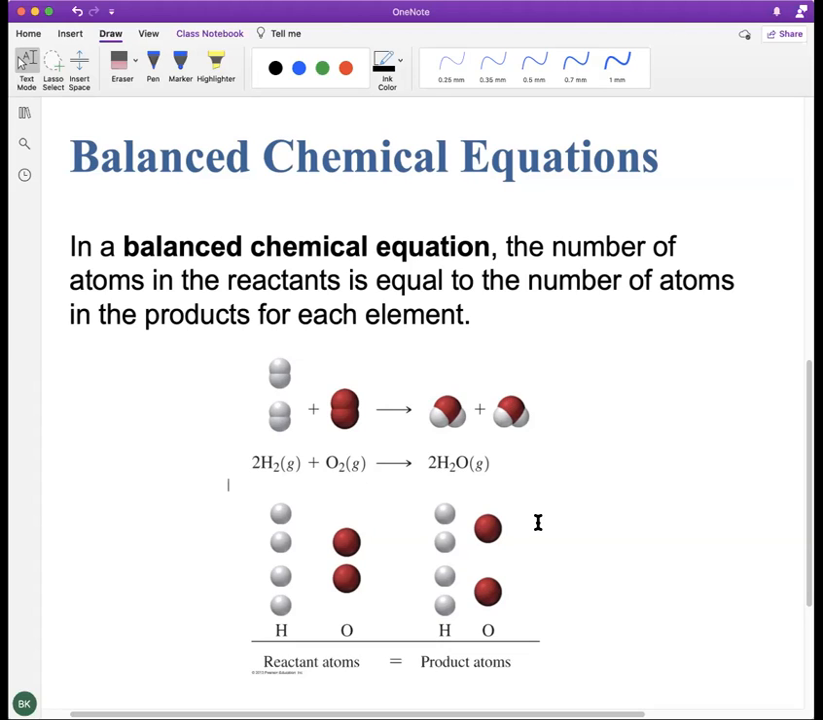So the point of this is, like I said, we'll get to how we're going to do this, but the point is what I start with, this now balanced equation, I have the same number of atoms of each element on one side as I have on the other side. So the same number of reactant atoms is equal to the same number of product atoms.